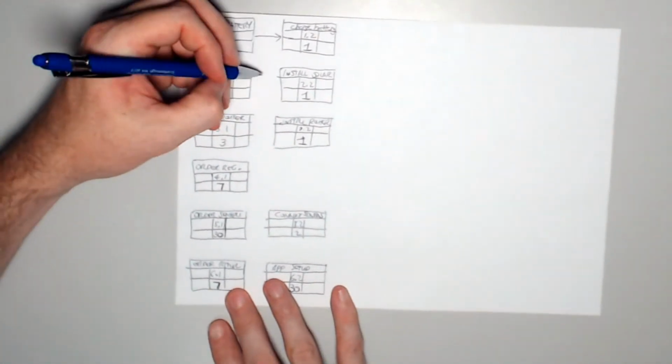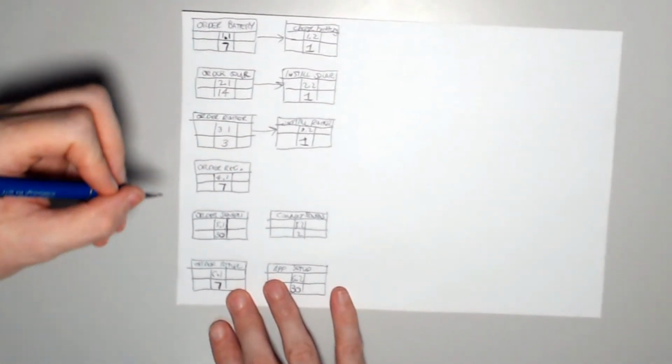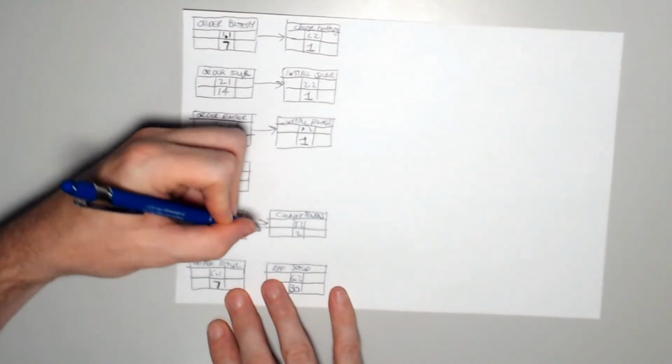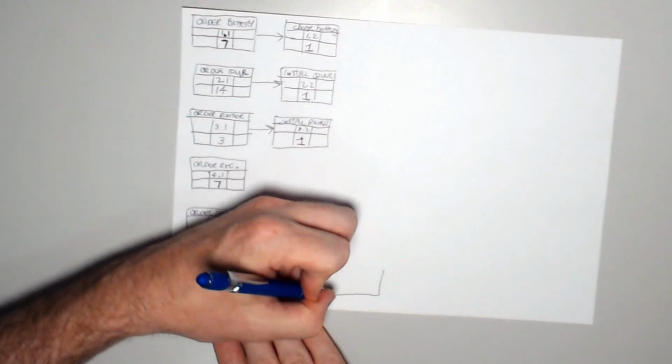So while we're here, let's draw in some arrows. So order solar, install solar, order router, install router, order sensors, connect sensors, order atmel, app setup, and then let's keep going along with the atmel.